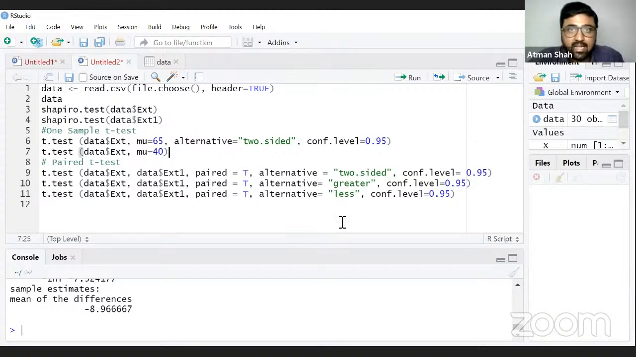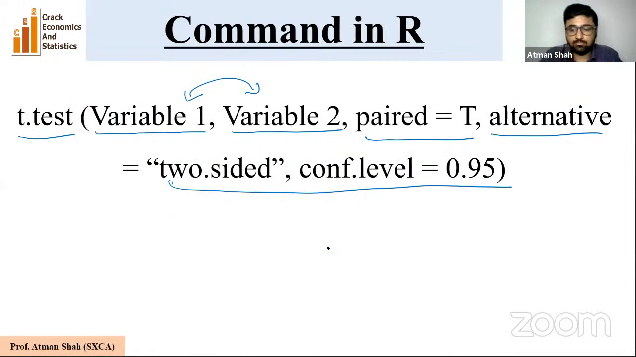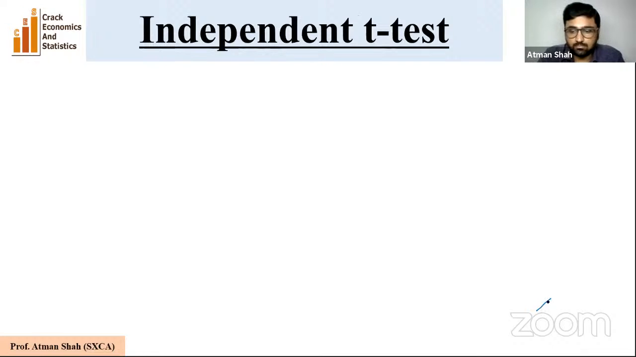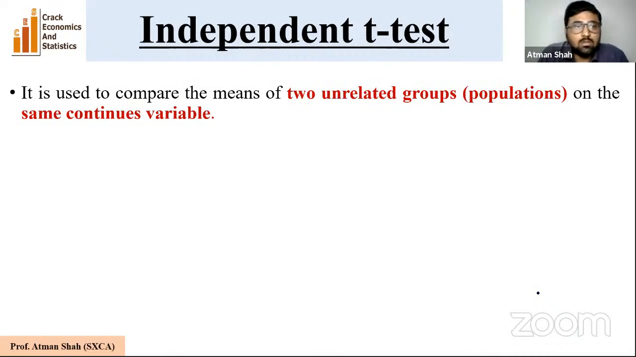So now we are going to discuss the idea of the independent samples t-test. The independent samples t-test is used to compare two unrelated groups, or unpaired groups. So here the observation in group 1 is not associated with the observation in group 2. It does not make a pair. The two groups are completely independent of each other.